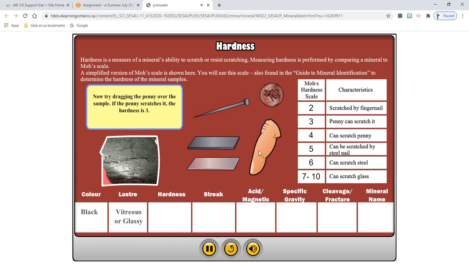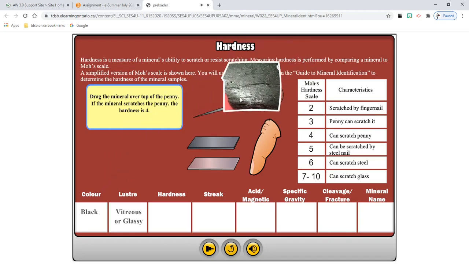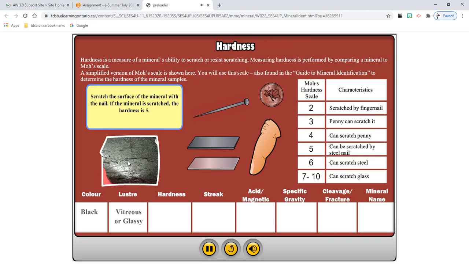Now, try dragging the penny over the sample. If the penny scratches it, the hardness is 3. Drag the mineral over top of the penny. If the mineral scratches the penny, the hardness is 4. Scratch the surface of the mineral with the nail. If the mineral is scratched, the hardness is 5.